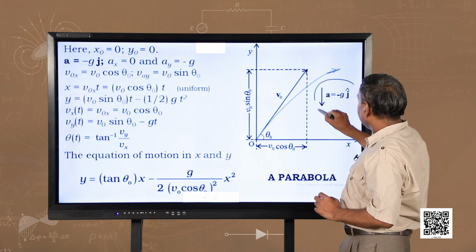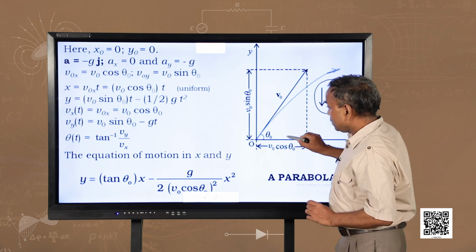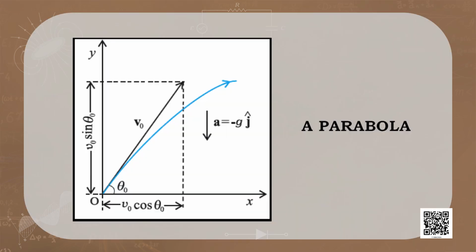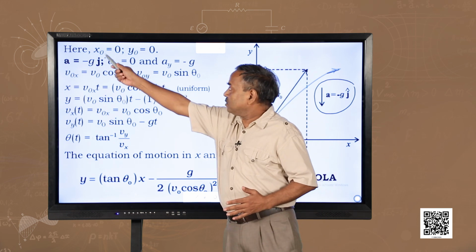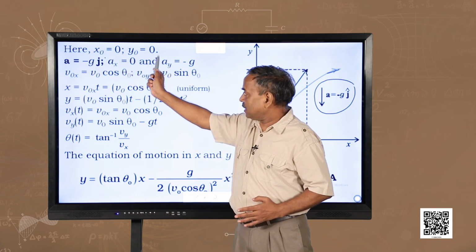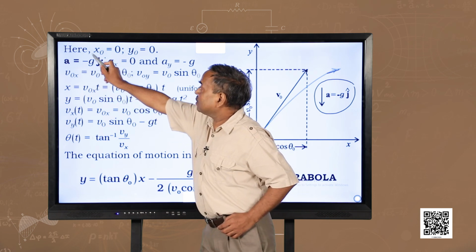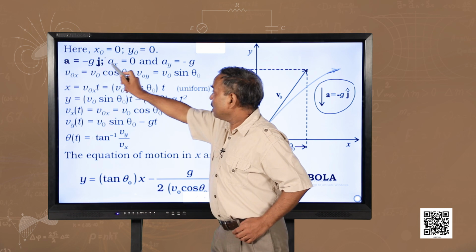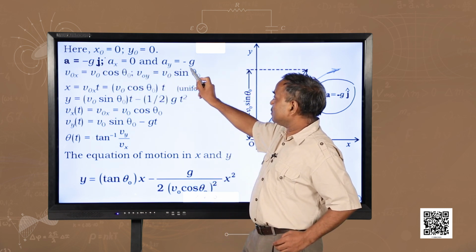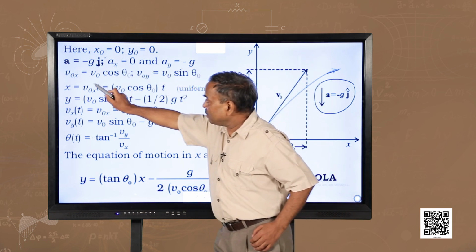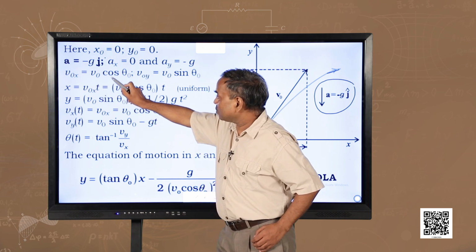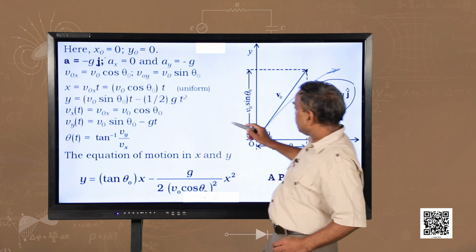So, this is the acceleration vector, and along x axis there is no acceleration. Now, with this geometry, let us try to convert this geometry into algebra. So, at time 0 the position x 0 was 0, y 0 was 0, this is clear, this point. Now, acceleration is only in y direction with a numerical value minus g, a x is 0. So, therefore, a y is equal to minus g. Similarly, v 0 x, the velocity along x direction is v 0 cos theta 0 and v 0 y is v 0 sin theta 0.